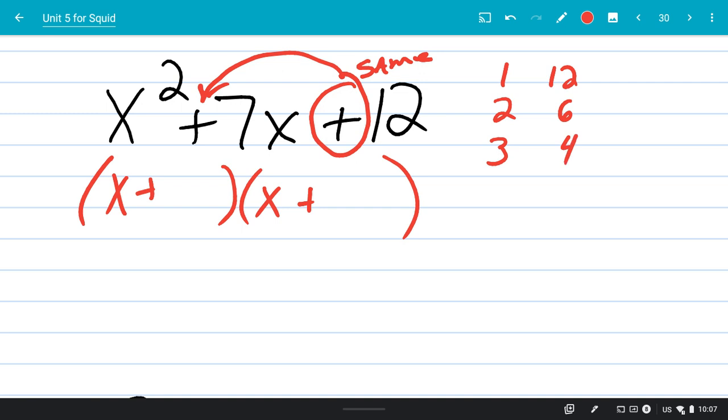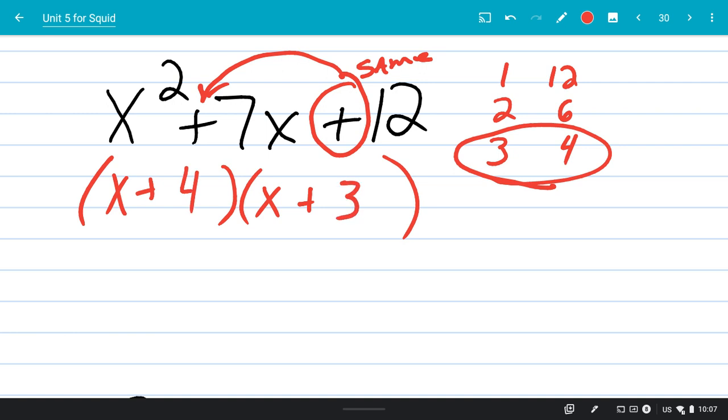And that's it, right? Okay. So do any of those come together to get me a 7? 3 and 4. So those go in. Does it matter if I put the 3 there and the 4 there? Can I put them in the opposite spots? In this case, it doesn't matter.